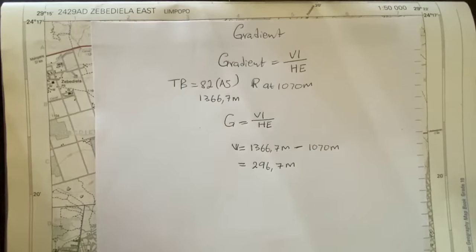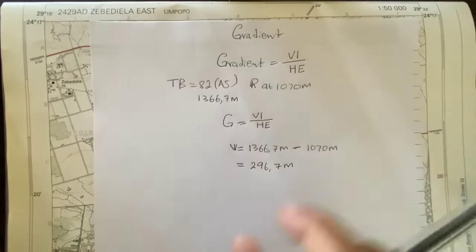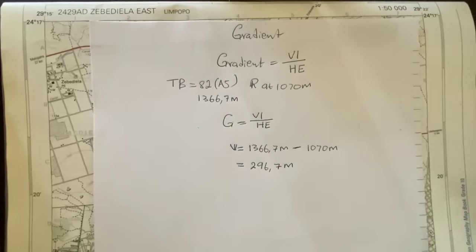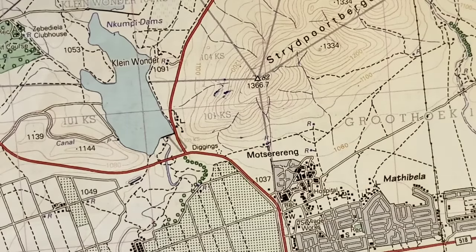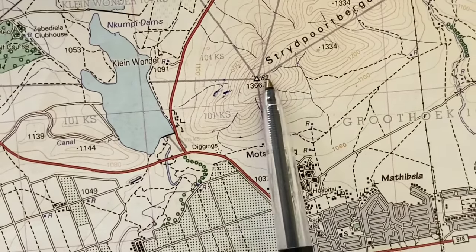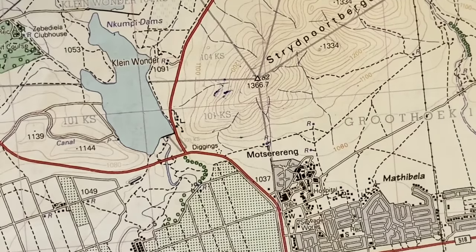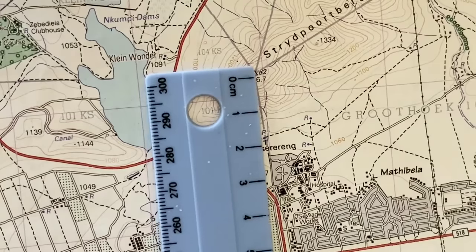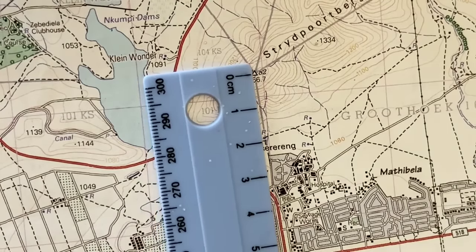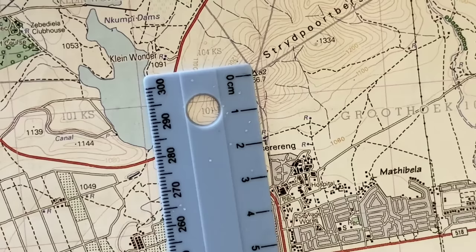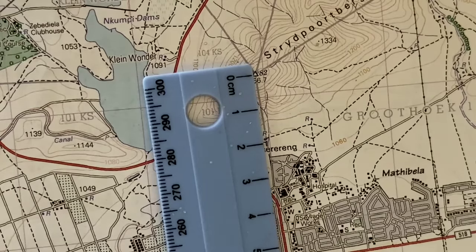So how do we calculate horizontal equivalence? Remember, the horizontal equivalence is basically the distance between the two points. So I'm gonna zoom and measure the distance using my ruler, as when we calculate distance on the map. I'm going to measure my HE from the Trig Beacon 82 to my reservoir over there using my ruler. As I measure there, I get something like 1.9 centimeters. Now please remember that HE is the distance between two points as we measured using the ruler.